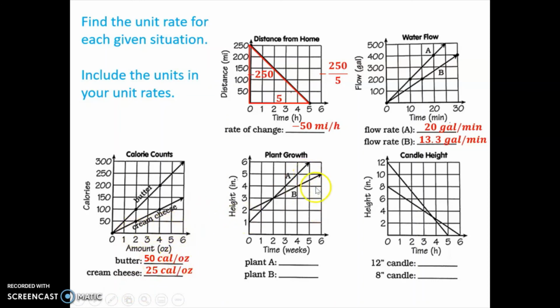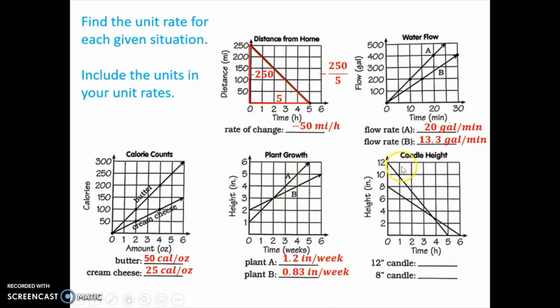How about plant growth? Which plant is growing quicker? Plant A, clearly steeper slope. Now find the growth rate for each plant as a unit rate. 1.2 inches per week for plant A and 0.83 inches per week for plant B. Again, you found the slope and then divided the two numbers to get a unit rate.